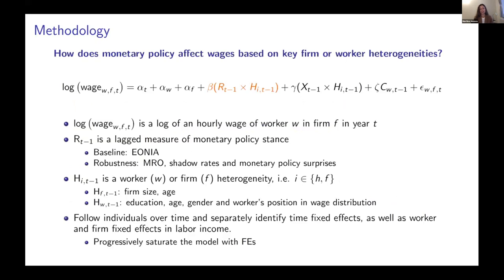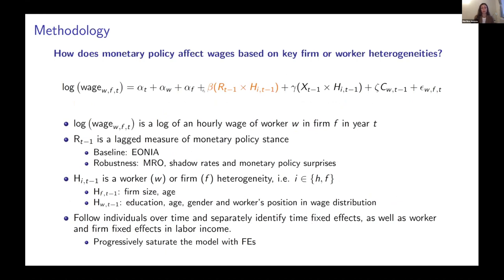All right. So the equation that you see on the slide is basically summarizing the first part of the empirical strategy. So on the left-hand side, you see our outcome variable, which here is defined as the log of hourly wage of the worker W in the firm F over the year T. We do a bunch of robustness checks. So today I'll be talking about hourly wages. The results are robust for monthly wages. And as I mentioned, they are also consistent if you look at employment or hours worked.